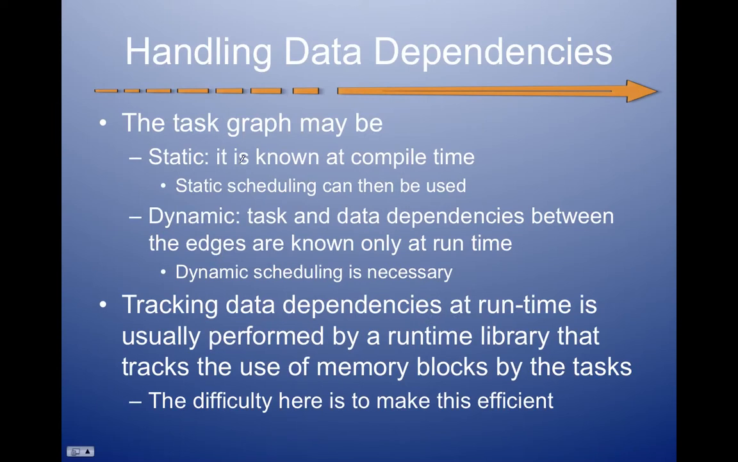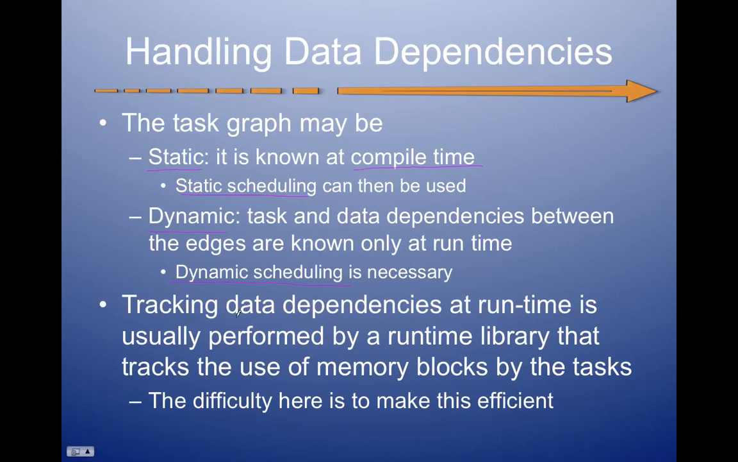To enter the data dependencies in the task graph, you can have two techniques: static and dynamic. Static, you know at compile time. In this case, you can use a static scheduling. If the dependencies between the tasks are not known before runtime, you need some dynamic scheduling technique, because in this case, you will discover at runtime when a task can be launched because its data are ready.